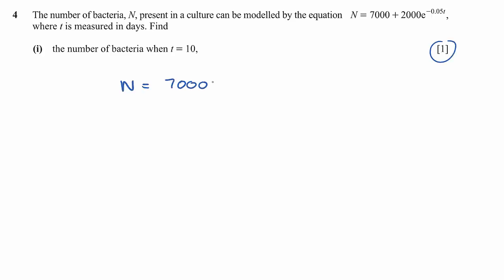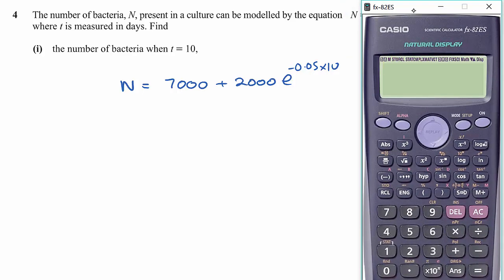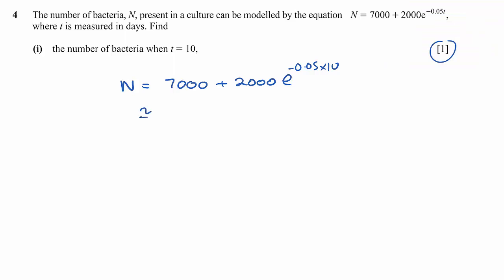So we've got 7,000 plus 2,000 e to the negative 0.05 times 10. And we just need to calculate that. So let's bring in the calculator. And we've got 7,000 add 2,000 times e to the negative 0.05 times 10. And that is going to give us 8,213. So we'll say approximately 8213.